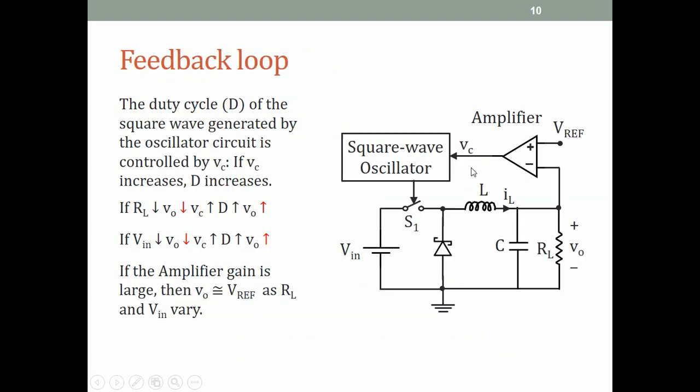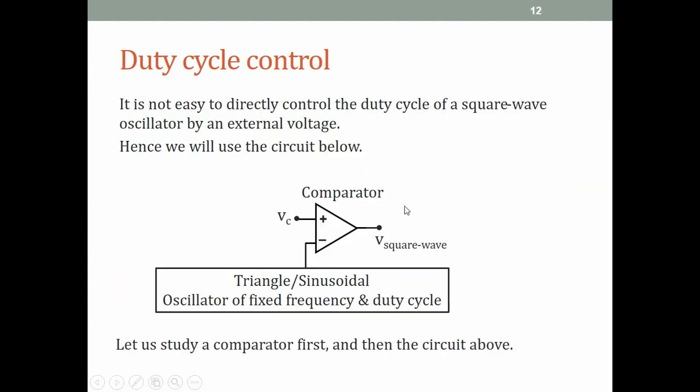What will we design? We'll design what is inside this box in two parts. One part will be a fixed frequency, fixed duty cycle square wave oscillator, and then another circuit before it, so that the duty cycle of the output is controlled by Vc, and this is a circuit that will achieve it.